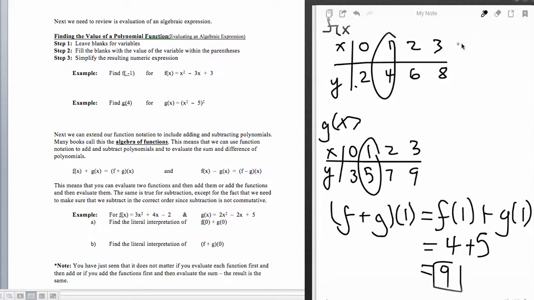And the same could be true if we put these on a graph and we can look at two graphed functions. Remember our rule of 4s. And that is the value of knowing that f of x plus g of x is the same as f plus g of x.